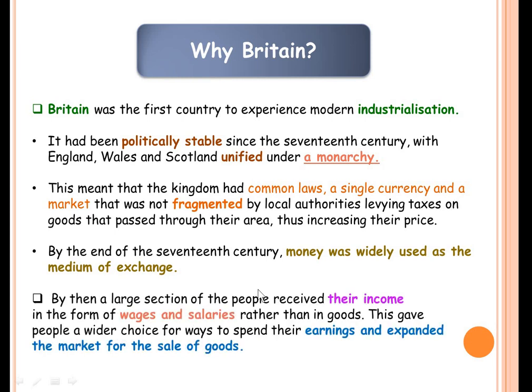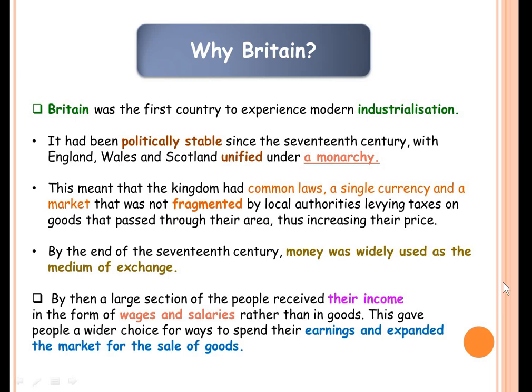So by then, a large section of the people received their income. They started receiving their income in the form of wages and salaries. Money was rotated. It started getting circulated, okay? Rather than in goods. Instead of exchanging and receiving gifts, people started receiving wages and salaries for the first time, and that too after the process of industrialization.